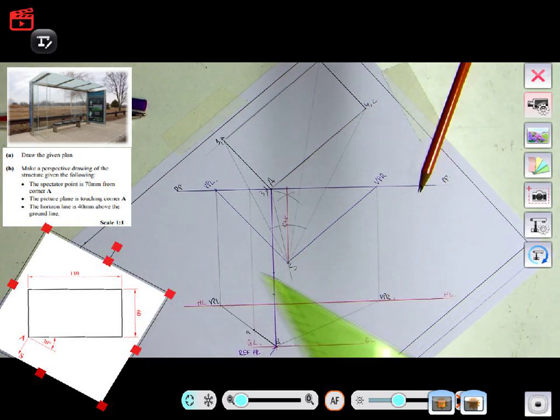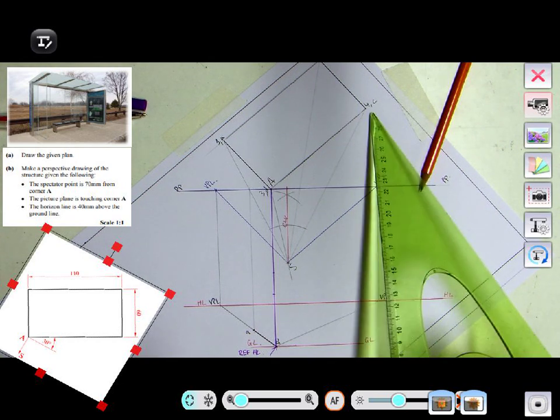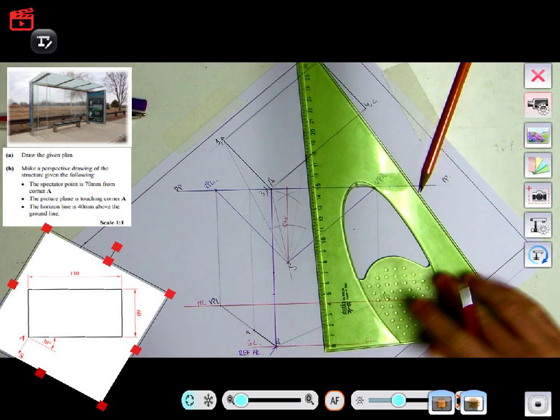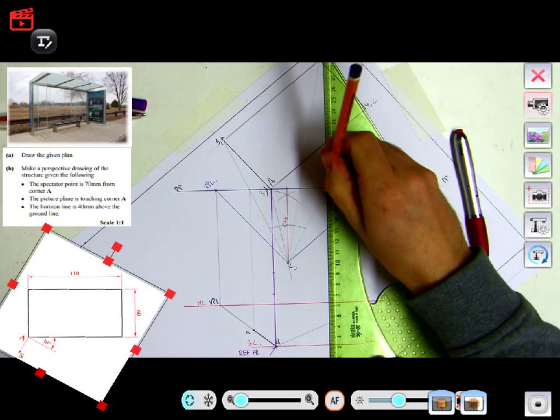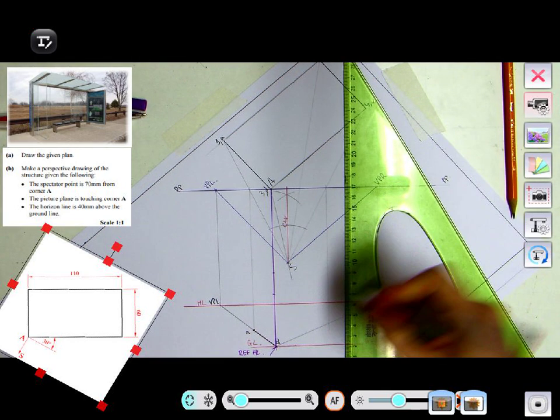We're going to do the exact same thing for C. So as C comes along to the eye of the spectator, wherever it meets the picture plane, we bring that down, giving us point C.